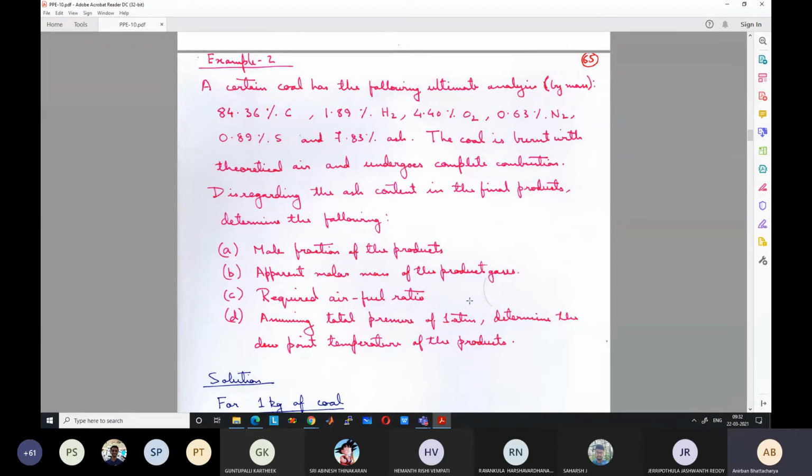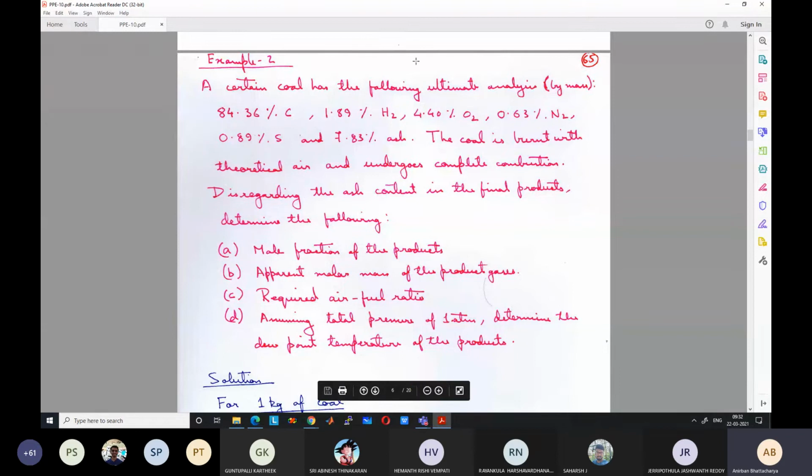So let us go through a problem to get a better feel of how to calculate these things, because the theory part is very easy. So we'll finish today's class with this problem.